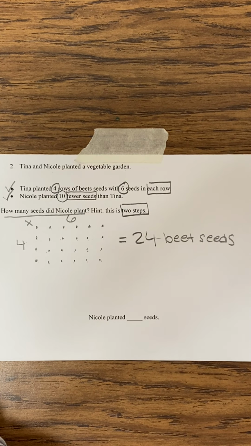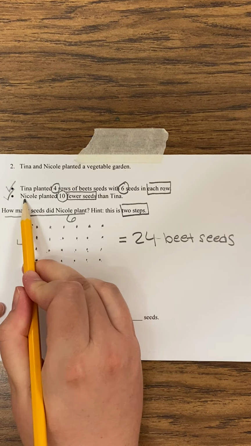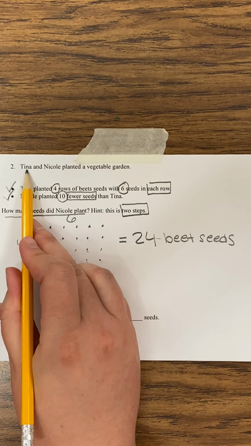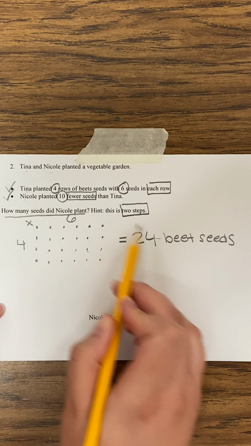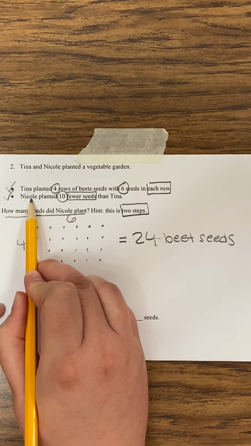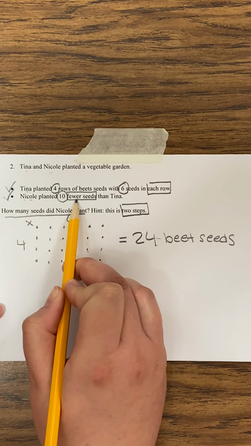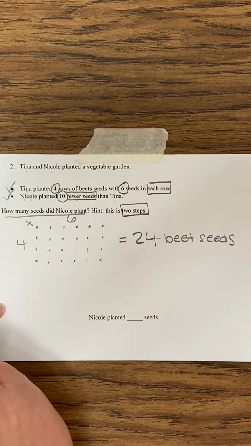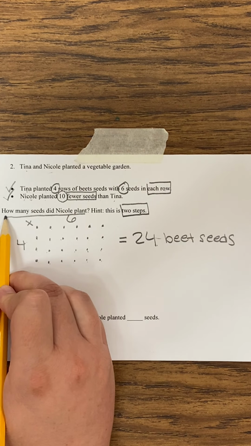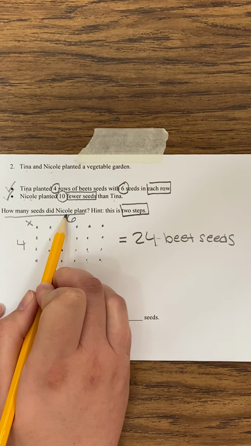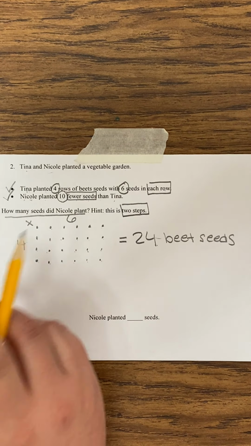Are we done yet? No, we are not done yet because we have a second part, because there are 2 people. We talked about Tina. That's Tina. We need to figure out Nicole, because Nicole planted 10 fewer seeds than Tina. The question is asking us how many seeds did Nicole plant, not how many Tina did, but how many Nicole did.